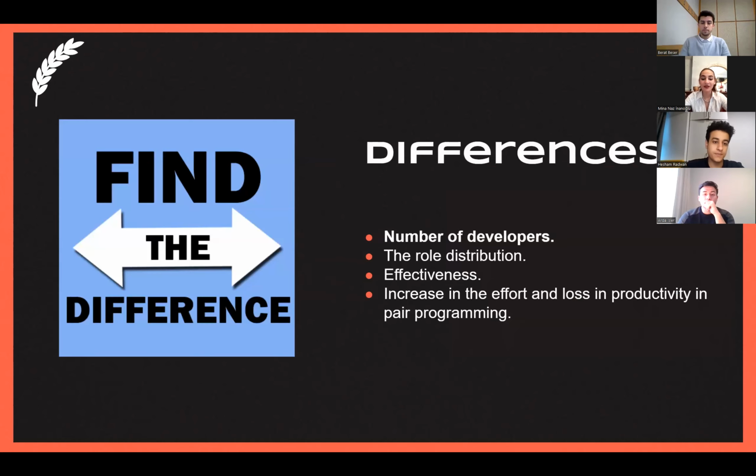However, there are some key differences between these two. First of all is the number of developers. Pair programming involves 2 developers working together, while mob programming involves a larger group of developers, typically 3 or more. And the second is role distribution.